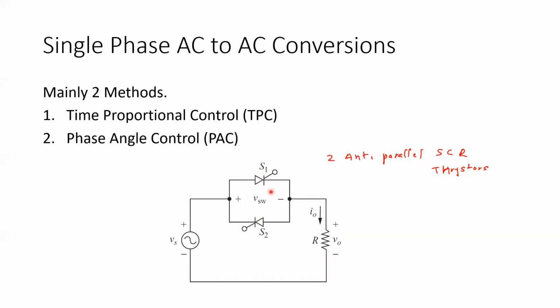So here, what we have done is we have replaced them with silicon controlled rectifiers or thyristors. If you give a pulse to one thyristor while the first half cycle is continuing, it will start conducting after receiving the gate signal. Likewise, if you give a gate signal to thyristor 2 while the negative cycle is continuing, it will conduct the circuit.